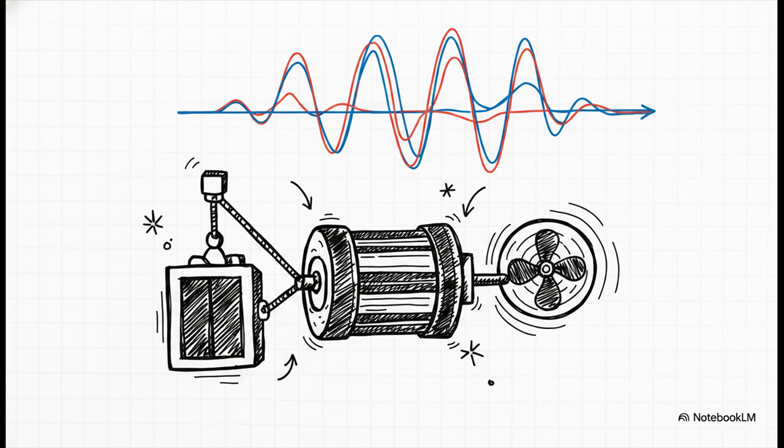Now, because the physical load on a motor is always changing, maybe it's hauling a heavy elevator, or maybe it's just spinning a fan, the slip is also constantly changing. And because the slip keeps changing, the frequency of the voltage induced inside the rotor is completely variable. It is quite literally a moving target.